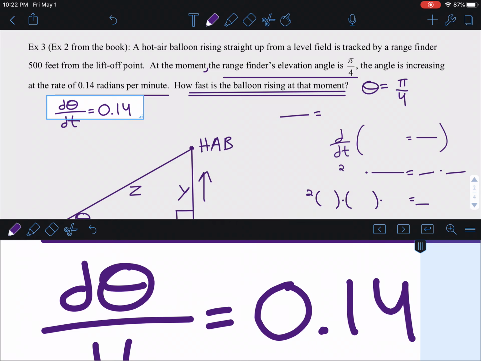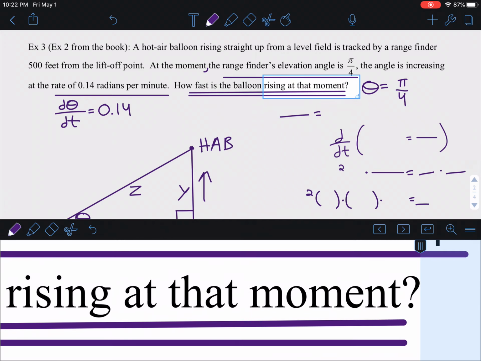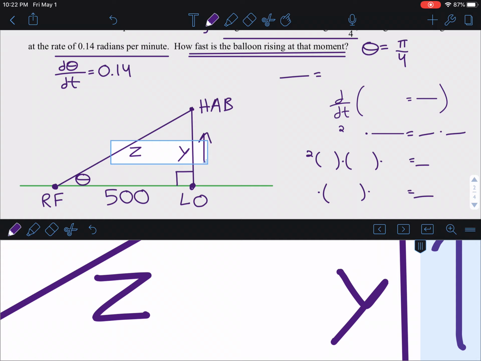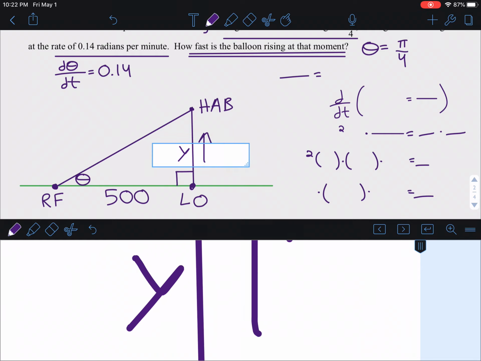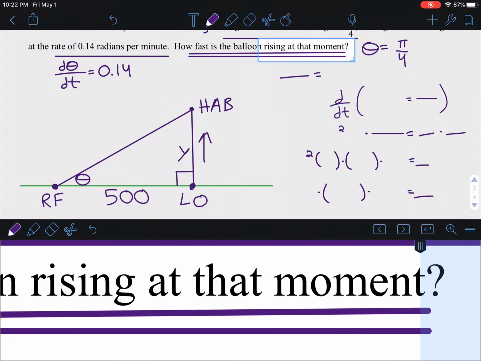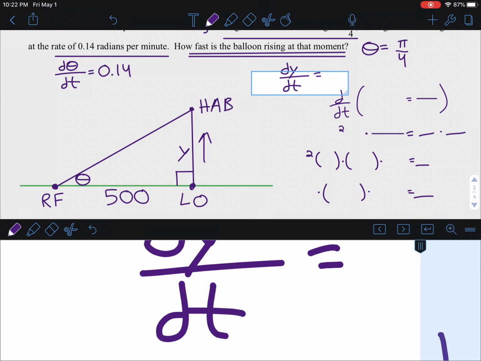That is one rate given, and now this question is asking us, how fast is the balloon rising at that moment? Now let's take a look at my variables y and z. Which of those would represent the balloon rising? Would that be z, the hypotenuse, or y, the vertical? Well, that should be y, the vertical. So yes, the hypotenuse will change. I just don't care about it in this question, right? I care about the rate of change of y because that represents how fast the balloon will rise at that moment. So I'm looking for dy dt.